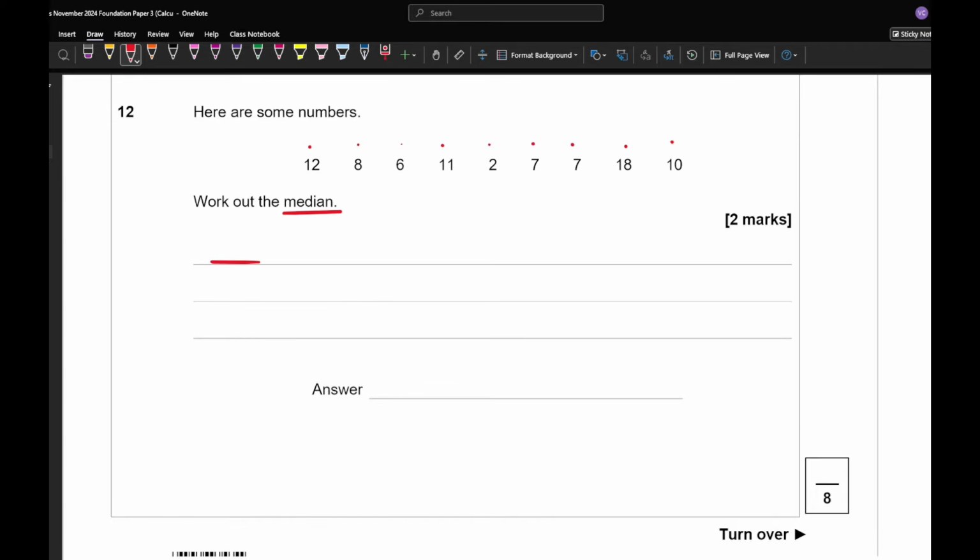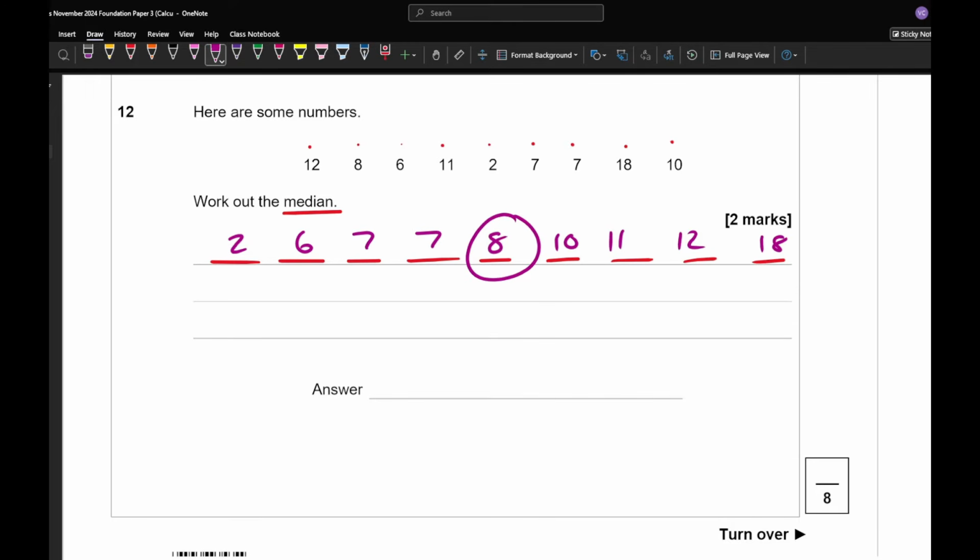So if I do 9 dashes, and then start writing those numbers in order. So what I've got is 2, 6, 7, 7, 8, 10, 11, 12 and 18. And again, I'm going for the middle number, which is 8. So the median therefore is going to be 8.